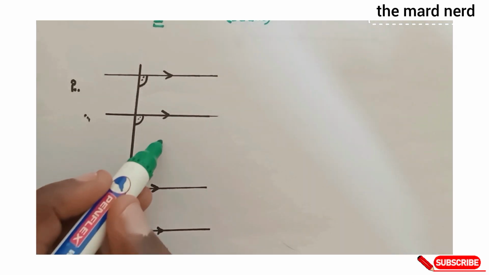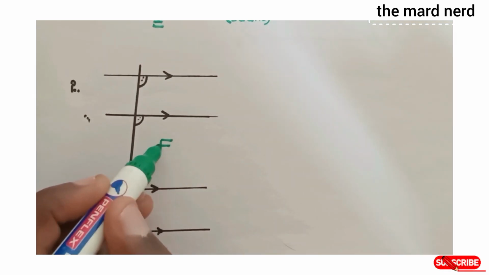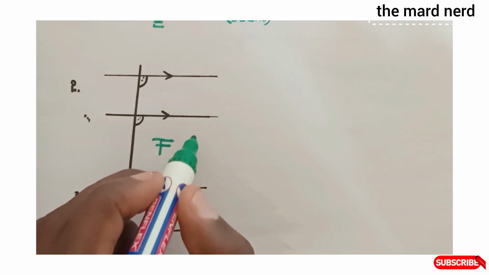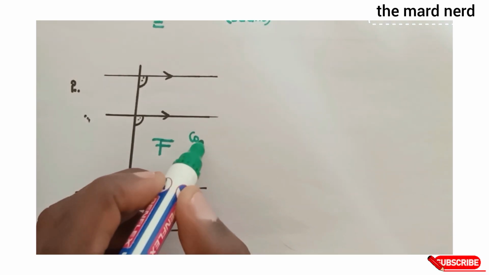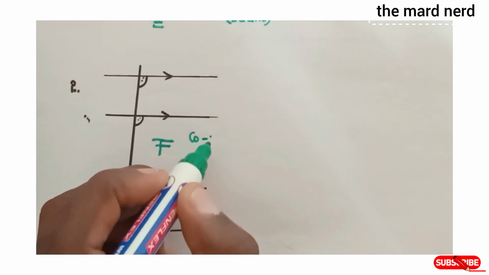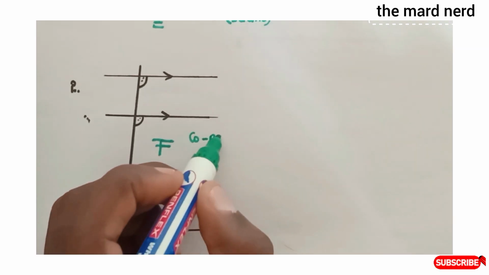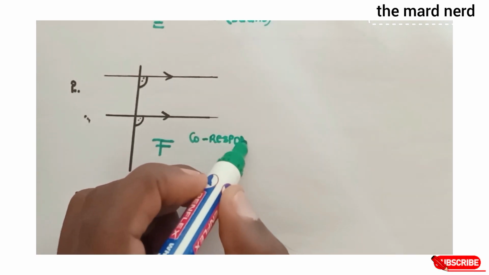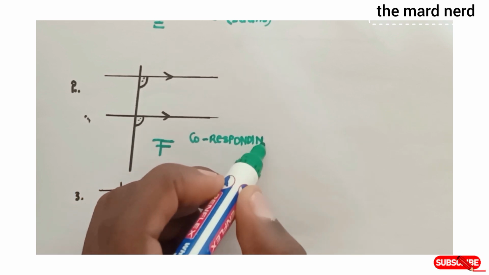And now we have an F shape here. These are the parallel lines, and then we formed an F shape. Once you see something like an F between the parallel lines, here we have to recall something that is called the corresponding angles. So here, these are the corresponding angles.